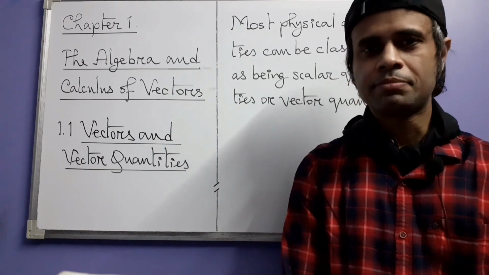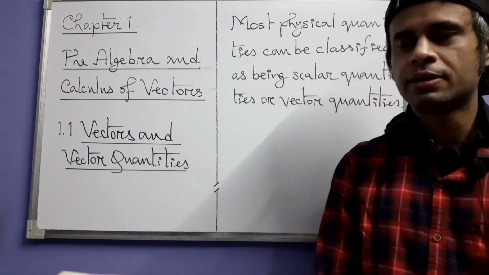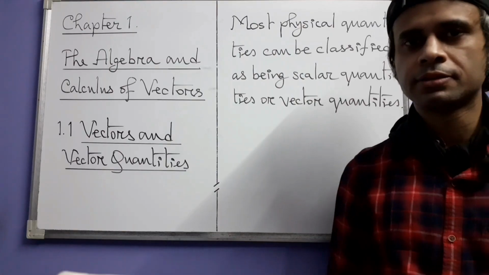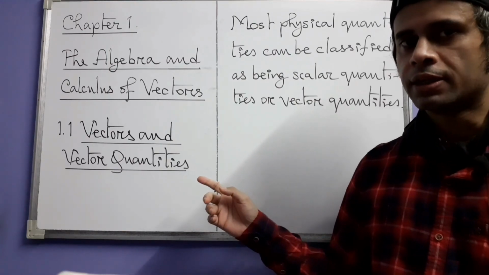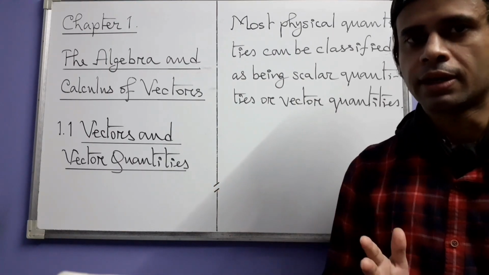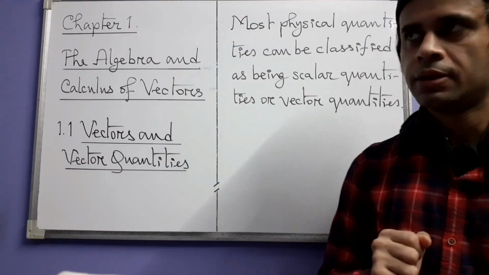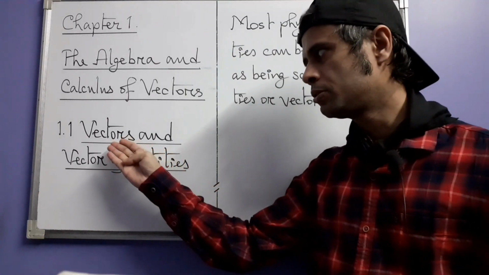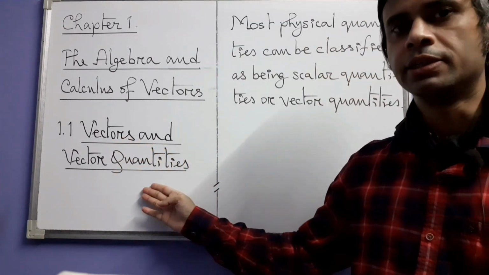So after this gap, I am back again, and let's start now with classical mechanics. And this is chapter 1. It's about the algebra and calculus of vectors. And the first section is about vectors and vector quantities.